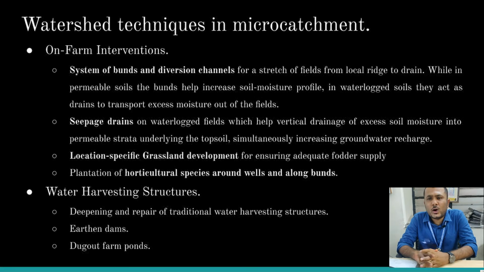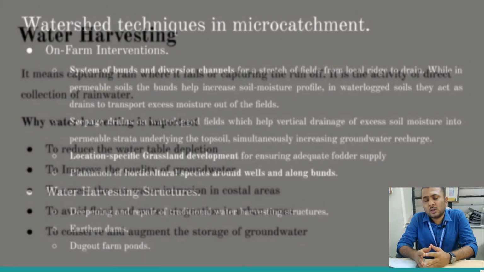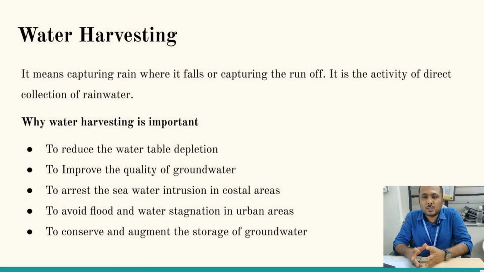The last bit of watershed technique is water harvesting structures. We need to deepen and repair all the existing water harvesting structures. Next thing is earth dams. Then we'll discuss dugout farm ponds. Let us first discuss water harvesting, and then we are going to discuss the water harvesting structures.